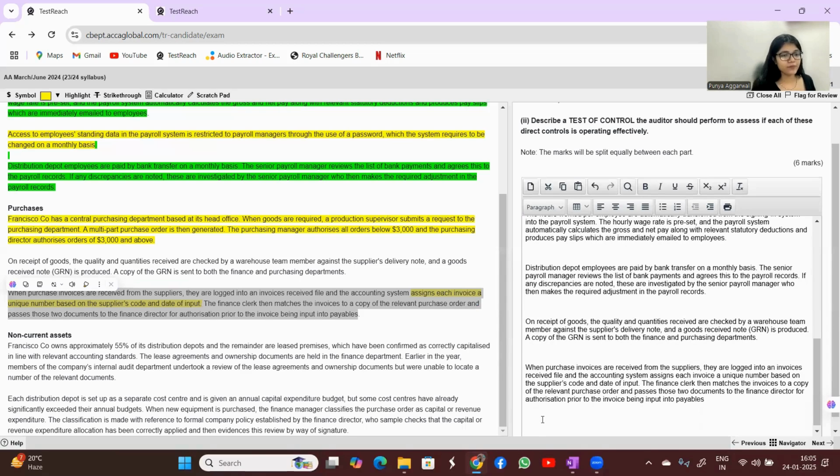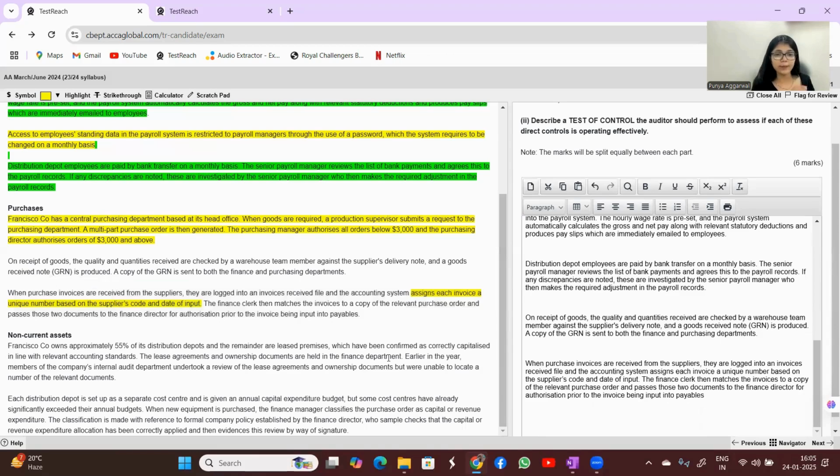Okay. Next, let's read the last one as well, and then we'll be done. Non-current assets. Francisco Company owns approximately 55% of its distribution depots, and the remainder are leased premises which have been confirmed as correctly capitalized in line with relevant accounting standards. The lease agreements and ownership documents are held in the finance department. Earlier in the year, members of the company's internal audit department undertook a review of these lease agreements and ownership documents, but were unable to locate a number of relevant documents.